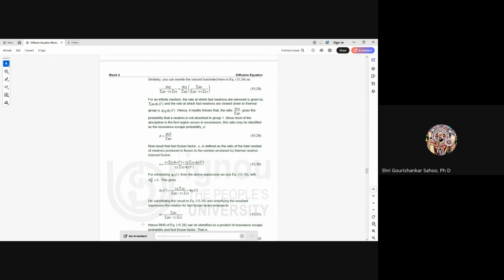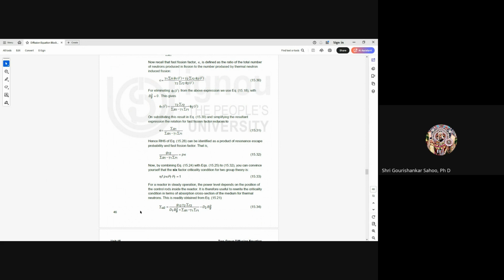So the fast fission factor epsilon is defined as the ratio of the total number of neutrons produced in fission to the number produced by thermal neutron induced fission. So epsilon is equal to (gamma 1 sigma f1 phi 1 plus gamma 2 sigma f2 phi 2) by gamma 2 sigma f2 phi 2. For eliminating phi 1 from this expression, with Bg square equal to 0, we have phi 1 equal to gamma 2 sigma f2 phi 2 divided by (sigma R1 minus gamma 1 sigma f1).